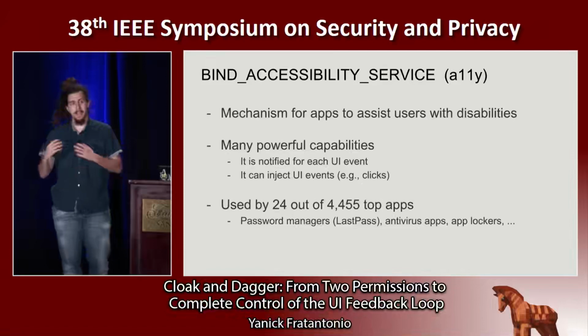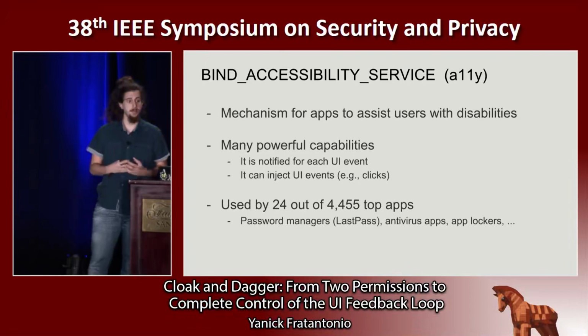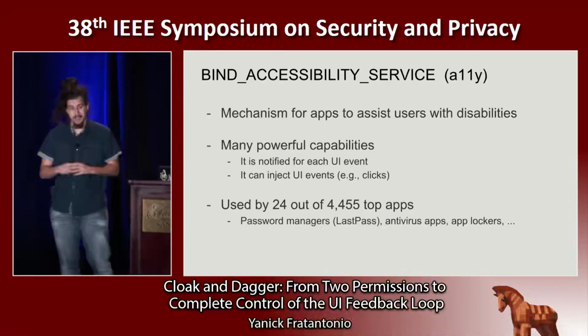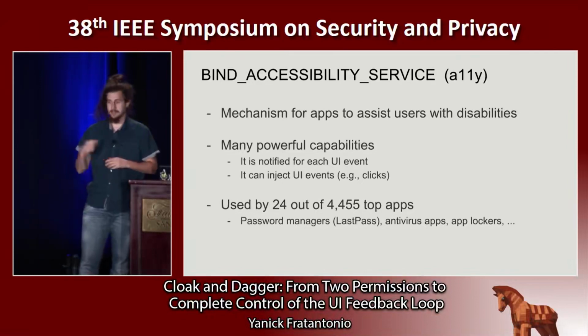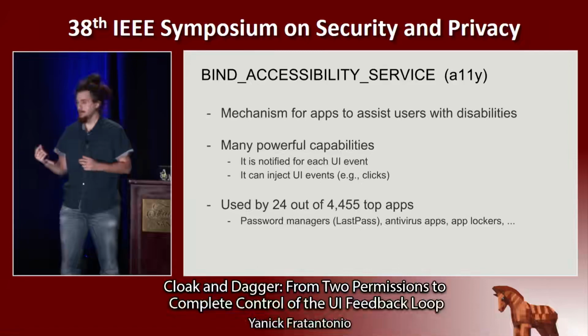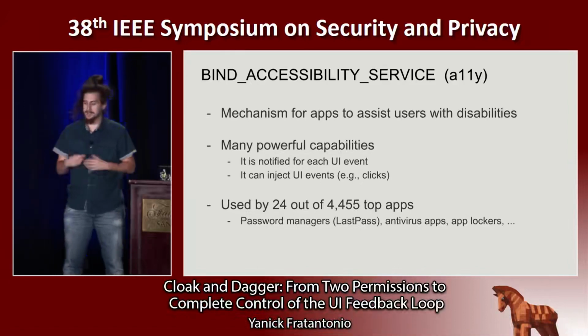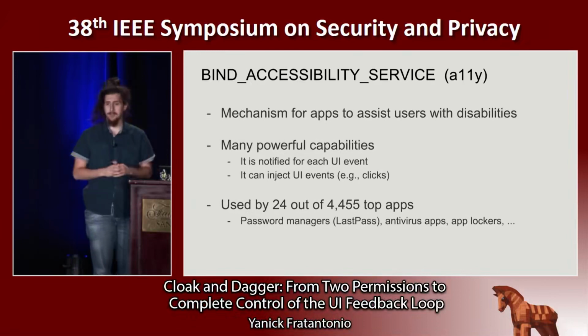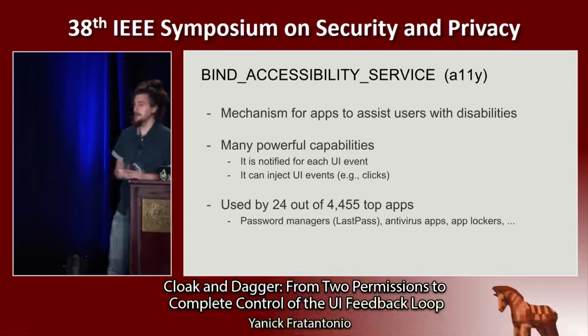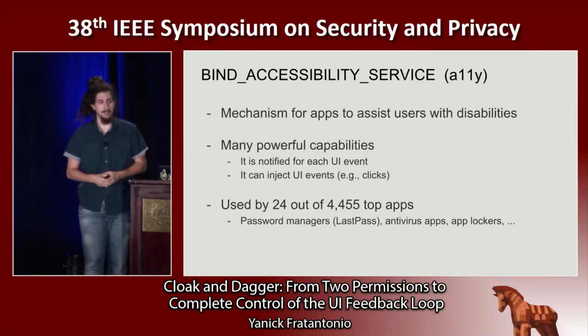The second permission is what we call accessibility service. An app can say, hey, I want to be an accessibility service, and this service is basically a mechanism so that an application can help users with disabilities. And it's actually quite powerful. For example, if there is some UI thing that changes, it's going to get notified, and if the user clicks on a button, it's going to get notified. Or it can also be active and inject UI events such as clicks. There are also a number of apps using this system. For example, LastPass is using accessibility service to automatically fill your passwords in.